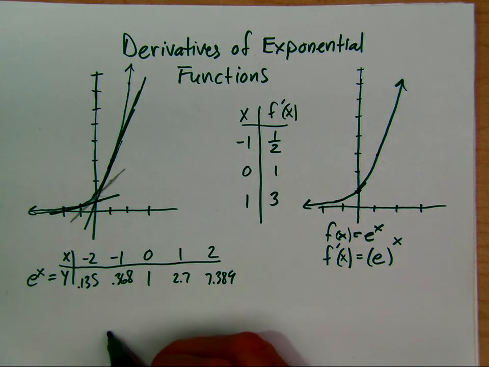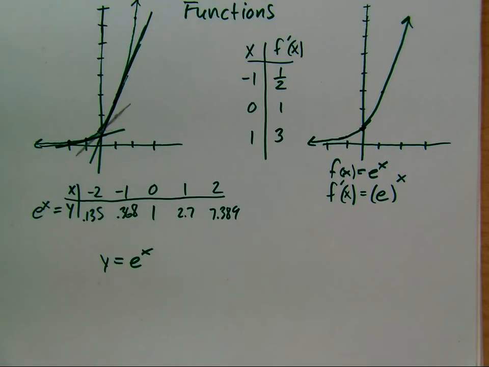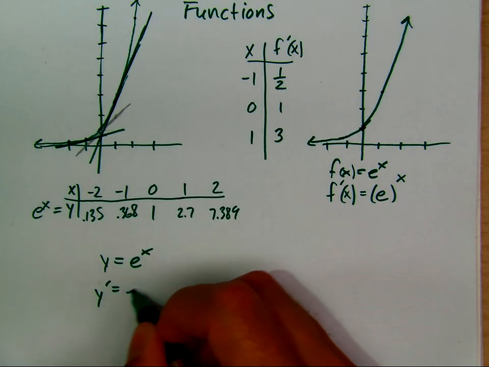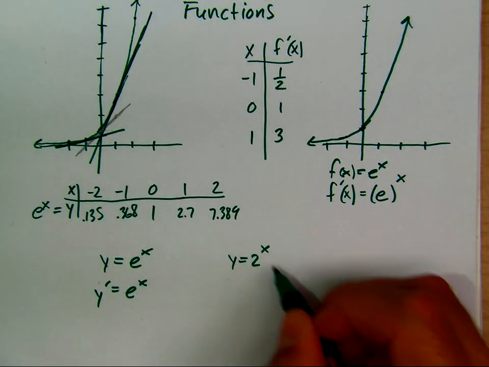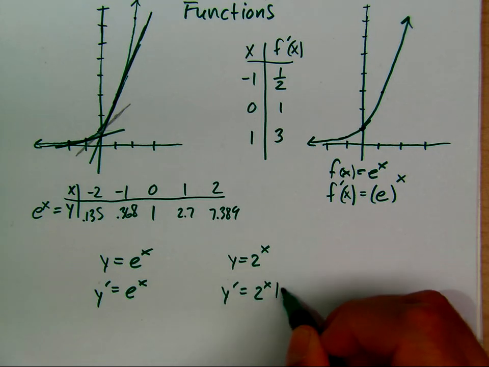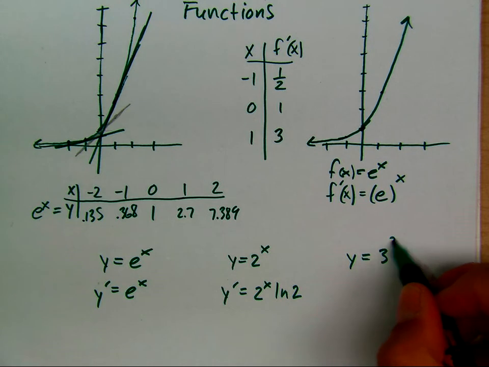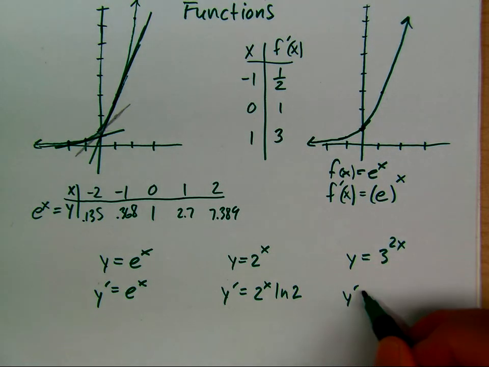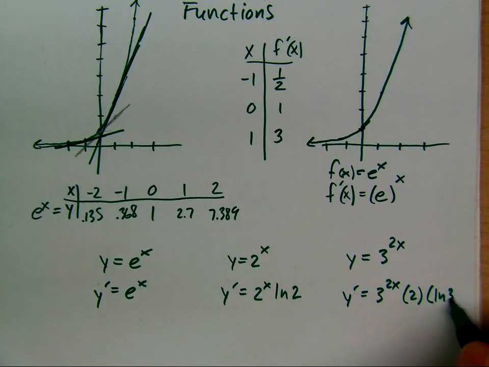And that is, this is true that if y equals e to the x, then y prime is e to the x. But if y equals 2 to the x, then y prime is 2 to the x ln 2. If y equals 3 to the 2x, then y prime is 3 to the 2x times 2 times ln 3.